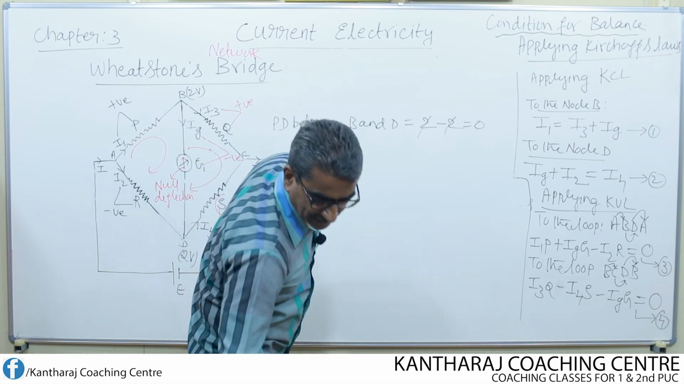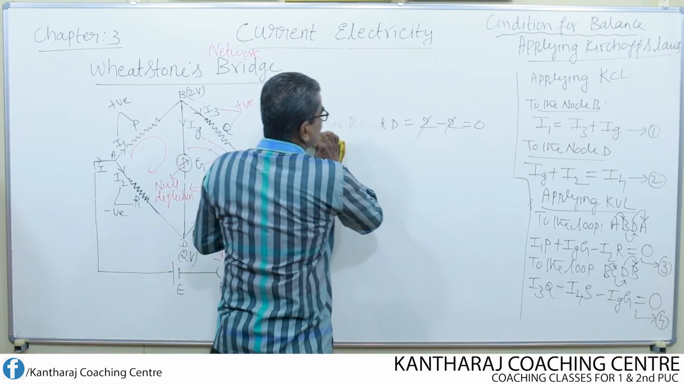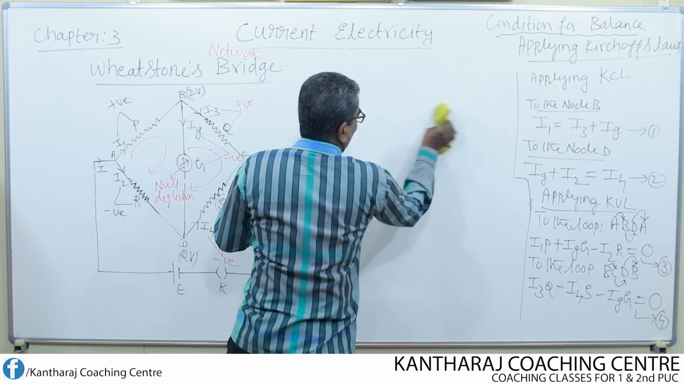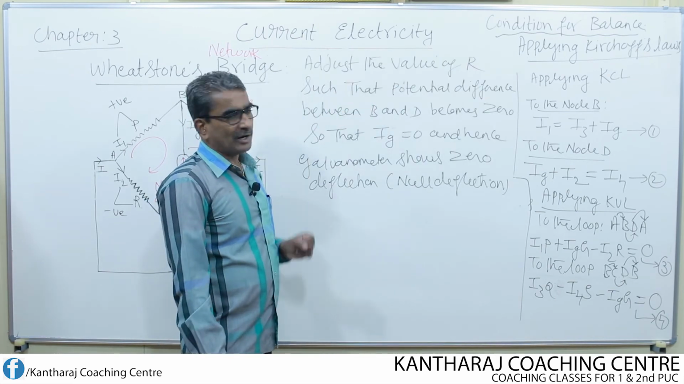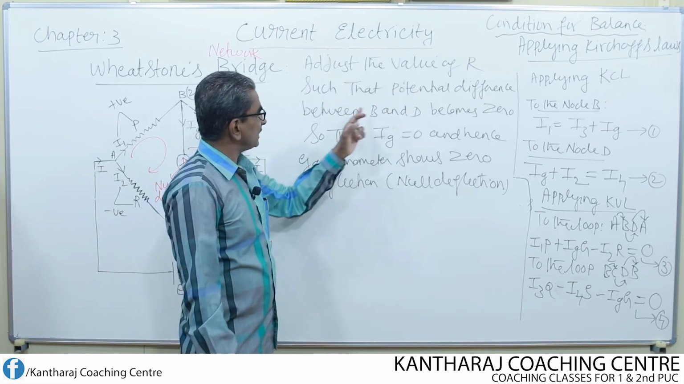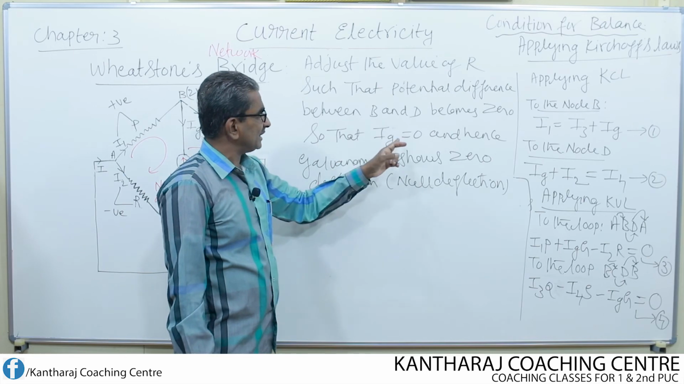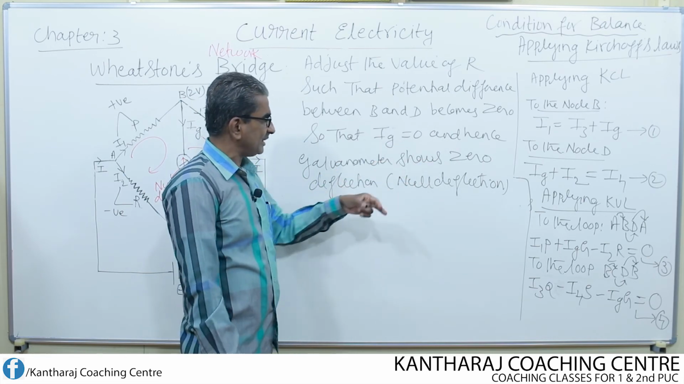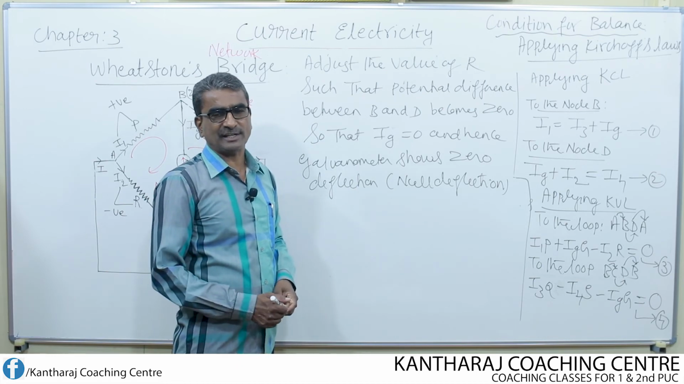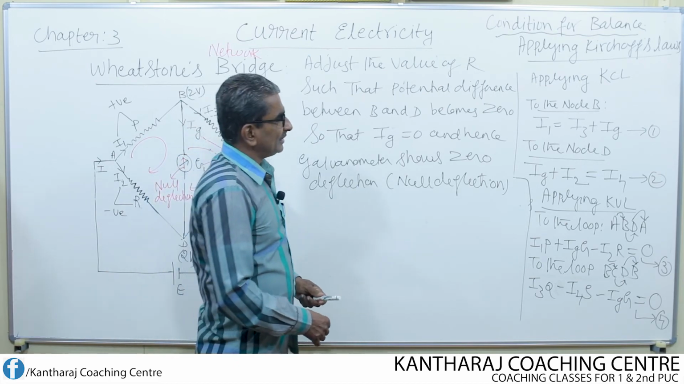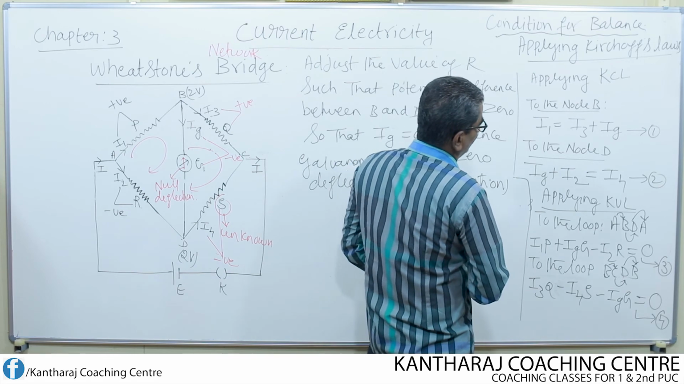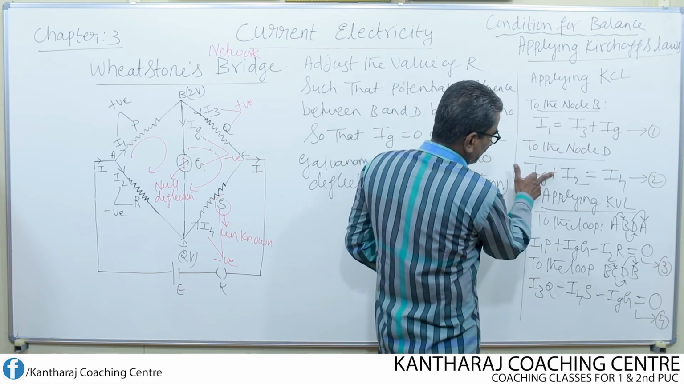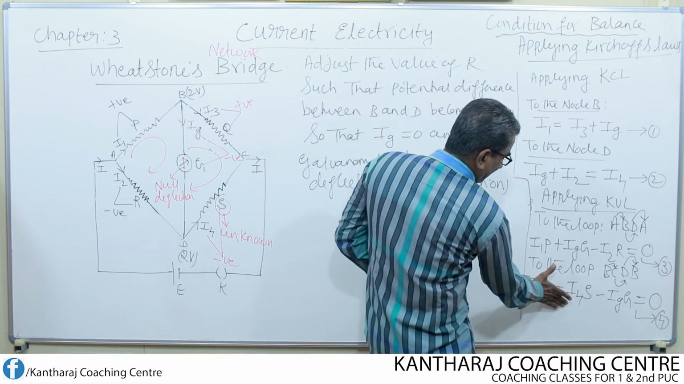So, let us write this like this. Adjust the value of R such that the potential difference between B and D becomes 0, so that the current flowing through the galvanometer becomes 0 and hence the galvanometer shows 0 deflection, also known as null deflection. If that's the case, then what happens to equation 1, equation 2, equation 3 and equation 4?